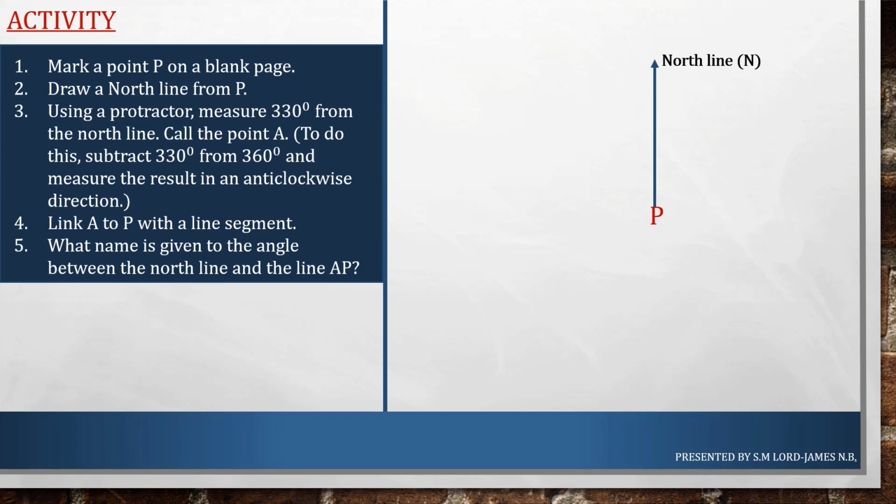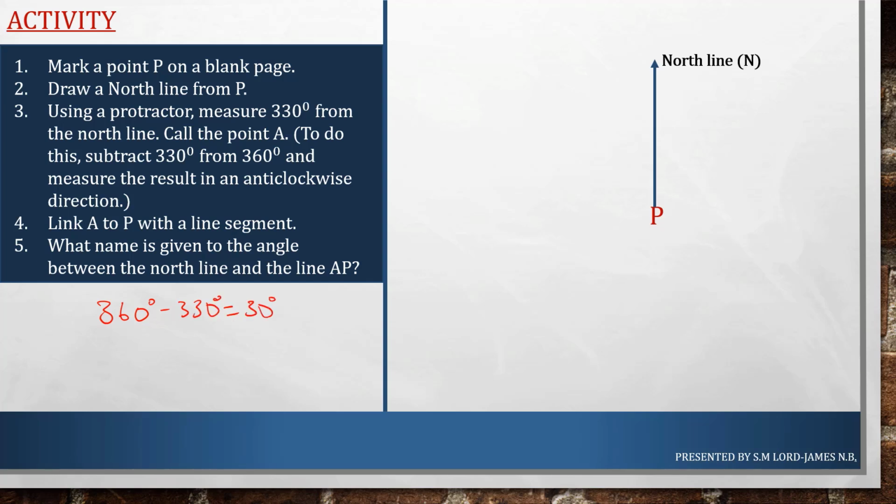Now using a protractor, we are going to measure 330 degrees from the north line and we call that point A. Since we cannot measure 330 degrees from our protractor, we are going to measure 360 minus 330 degrees. So this will give us 30 degrees. So we are measuring 30 degrees from the north line in an anti-clockwise direction.